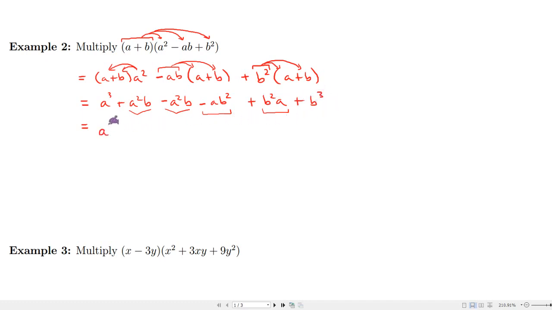So what do we have? We have an a cubed. And then these two are actually negatives of each other, right? So those cancel. And then what about these? This is ab squared, and this is b squared a. But that's the same thing. I could write the a over here because multiplication is commutative, and then I'd have ab squared. So these are also negative. So these would also cancel, and you're just left with the b cubed. So that would be our answer.